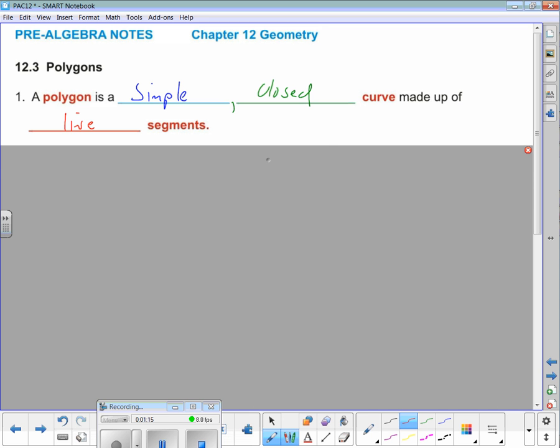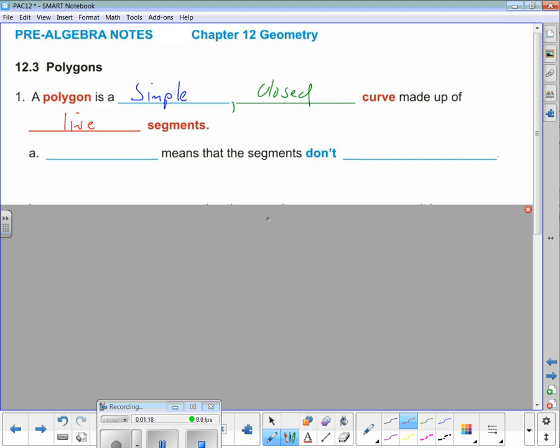Simple closed curve. All right, so what does that mean? Let me try to help you. First off, simple. Simple's not too hard. Simple means the segments don't intersect. The segments don't cross each other. All right, they don't cross.